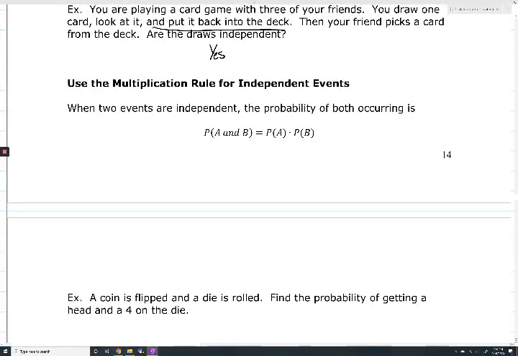Next, we're going to talk about the multiplication rule. We use multiplication when we talk about "and." "Or" is addition, and "and" is multiplication. So if we're talking about independent events, two events that don't impact each other, the probability of the "and," them both happening, is the probability of A times the probability of B.